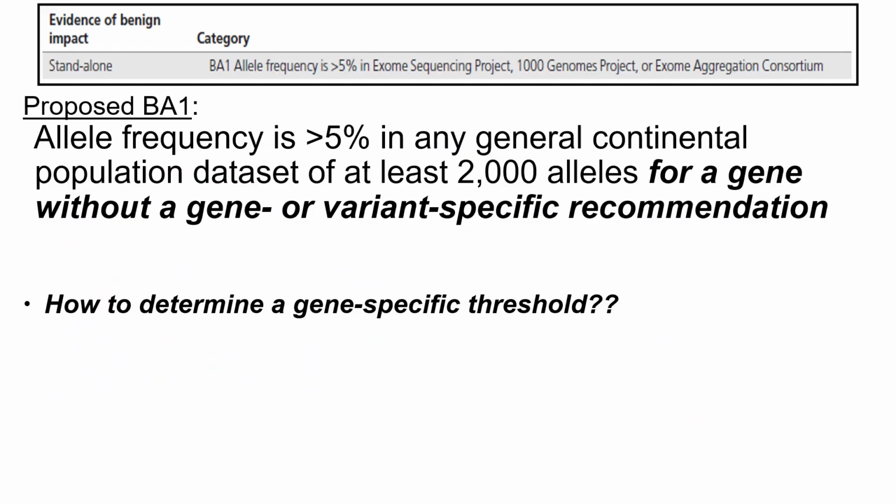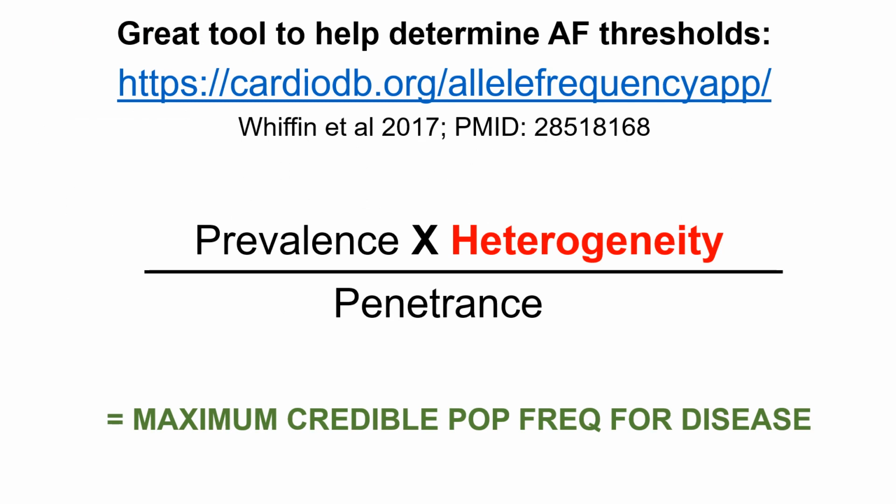So now looking at this criteria again, we said you can use 5% unless you have a gene-specific recommendation. So the question becomes, how do you determine what an appropriate gene-specific threshold is? We've been recommending that groups use this allele frequency calculator. I have the URL here. It's from a publication from Whiffin in 2017. And the equation is using prevalence times heterogeneity over penetrance. And this will give you your maximum credible population frequency for disease.